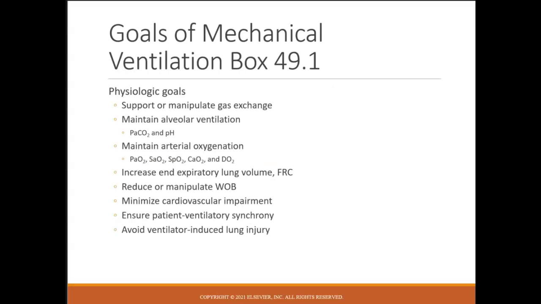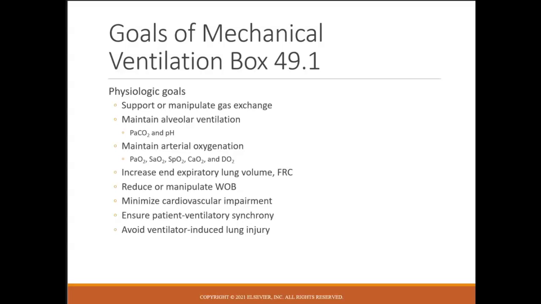All right, so the book starts off talking about goals of mechanical ventilation. There is a box, 49.1, on the top of page 1074. It talks about the importance of supporting and manipulating gas exchange. You've all been exposed to the fact that we do ABGs on all of our critically ill patients, to understand their acid-base balance and the amount of CO2 in their blood. Based on whether they have too much or too little, we make adjustments to things like their respiratory rate and tidal volume to normalize their pH. So we're looking to maintain that alveolar ventilation so that we can normalize our pH and PCO2.